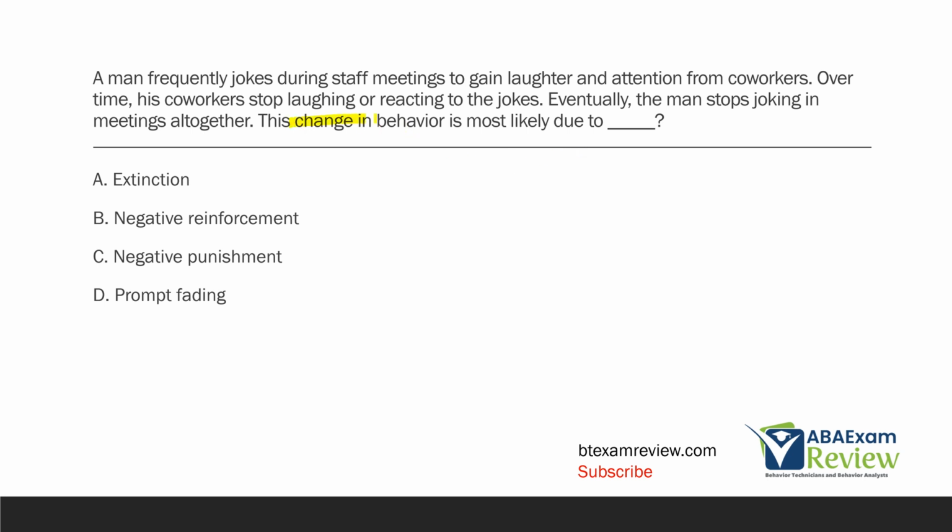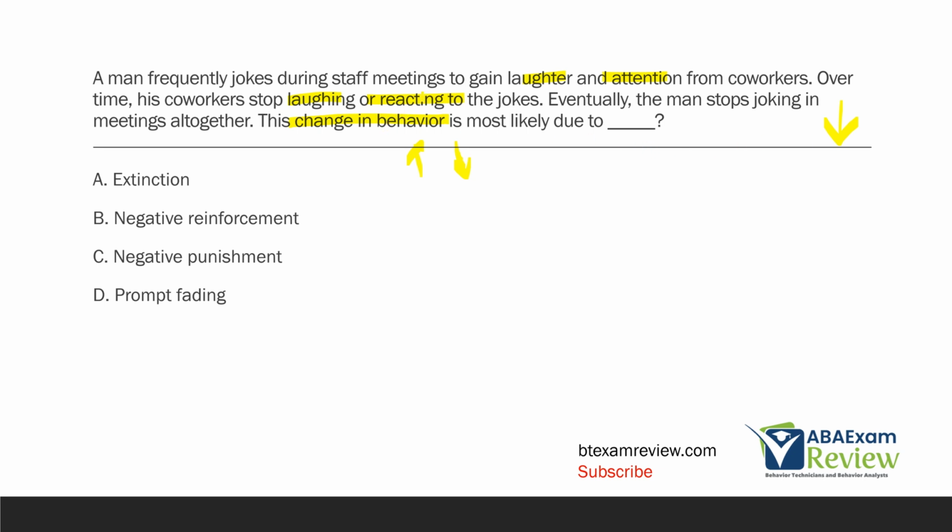So another behavior change question, and when we have a behavior change question, we first ask ourselves, how did the behavior change? Did it increase or did it decrease? Because that's going to give us a lot of information. We know the man was joking during staff meetings for laughter and attention. Over time, the laughing or reacting went away. So he was doing a behavior, it was getting reinforcement, and then the reinforcement was being withheld. What happened? Eventually, the man stopped joking in meetings altogether. His behavior decreased. So if that change was a decrease, we know this has to be punishment or extinction.